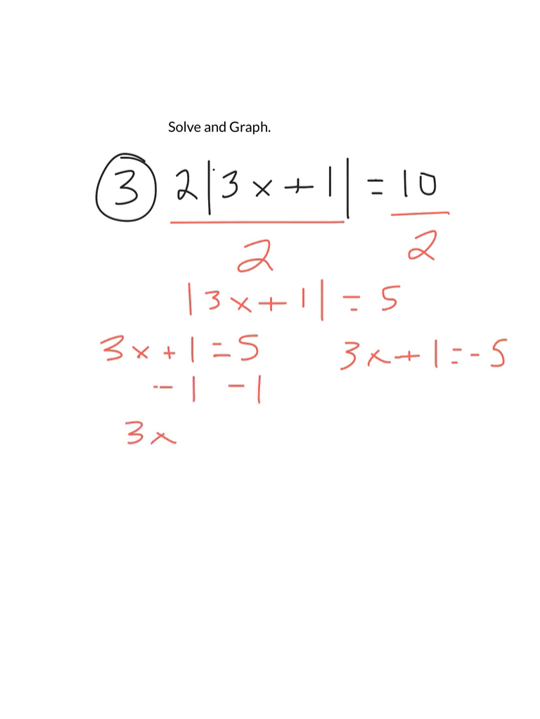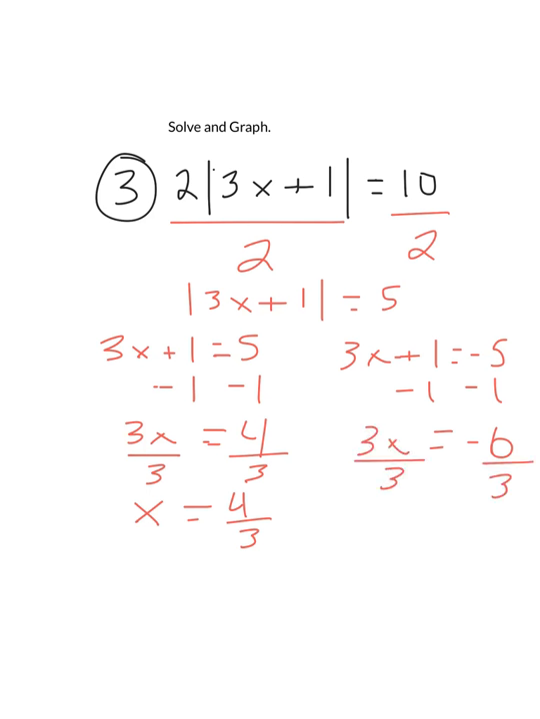We're going to subtract 1 from both sides. We have 3x equals 4. And we divide by 3. X equals 4 over 3. Same thing here, we're going to subtract 1. This is negative 6. And we divide by 3. And then we do our graph.